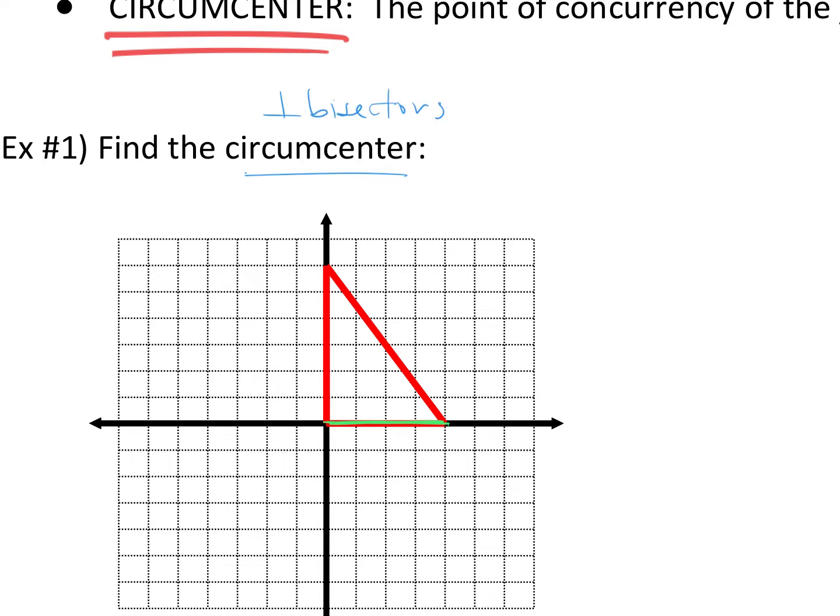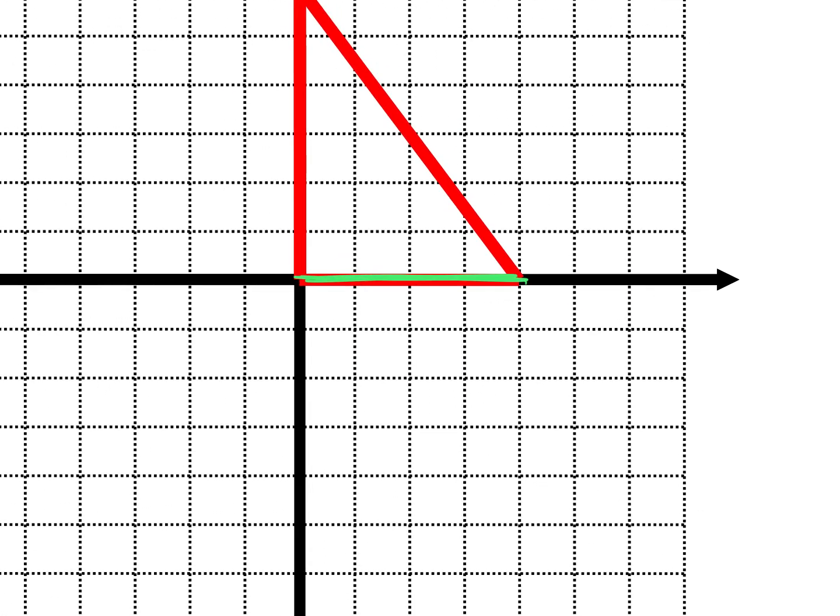How do you bisect a line? A segment. Cut it in half, okay? So this segment right now, 1, 2, 3, 4, it's 4 units long. So to bisect it, you're going to go 2, right? Right here. How do I make a line perpendicular to a horizontal line?